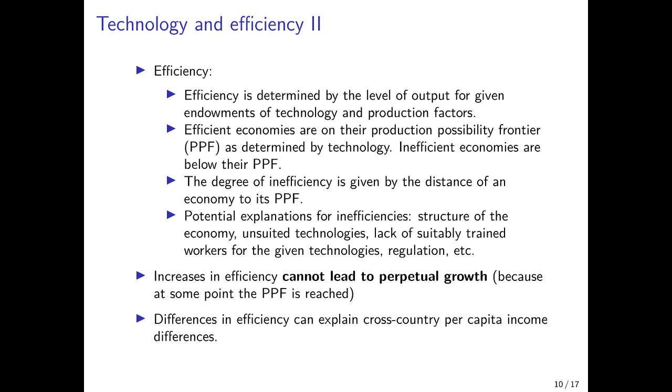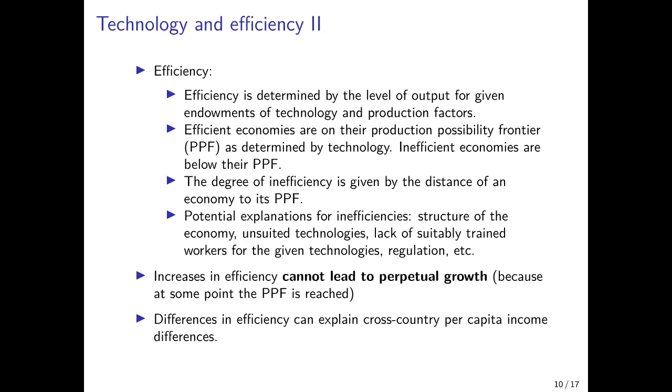You can illustrate this, and we will do this on the next slide, by a production possibility frontier, where basically the production possibility frontier itself is determined by the technological frontier, and inefficient economies would actually produce below the production possibility frontier, and the degree of inefficiency would be the distance to the production possibility frontier, so the extent by which they produce inside of their production possibility frontier.